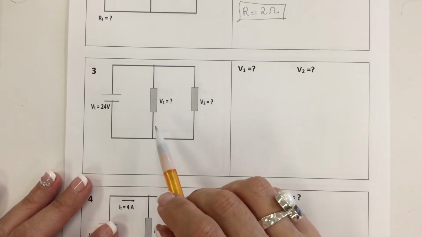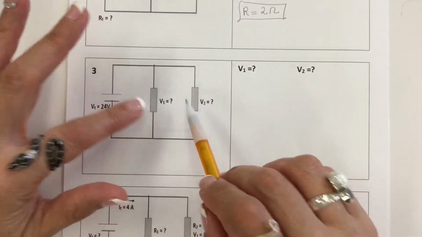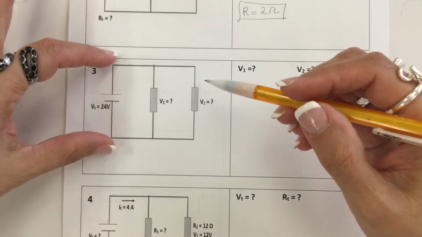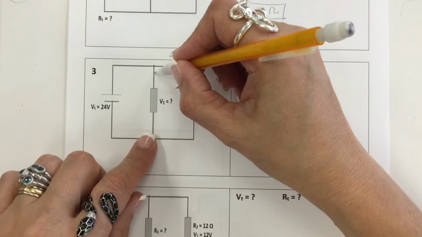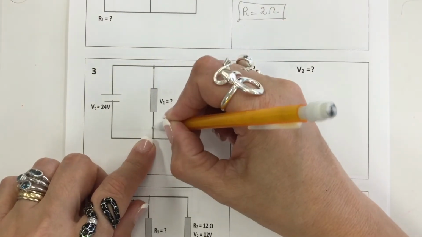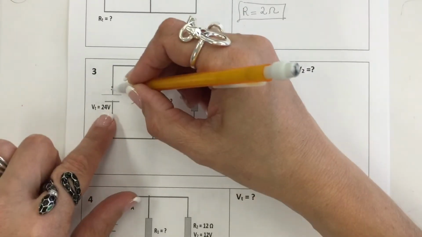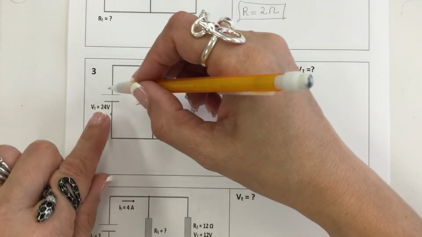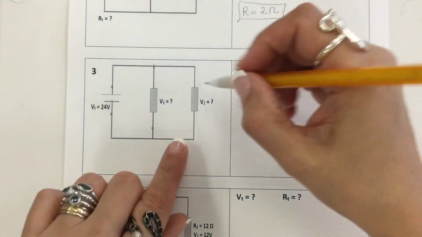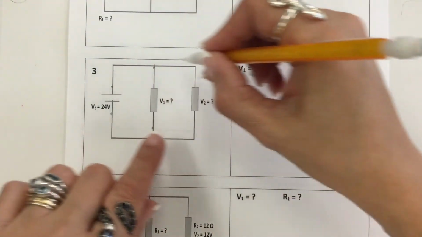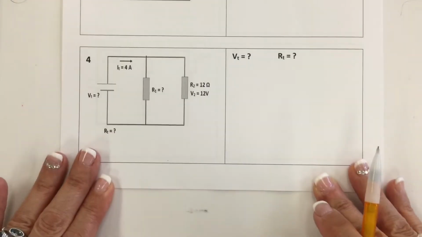Parallel number 3. These 2 resistors are in parallel, and this is the voltage across each resistor. So you see the terminals of this resistor are connected directly to the terminals of this voltage. Therefore, the voltage on this resistor is the same. Likewise, this one is the same. This is your answer. Let's go to the next problem.